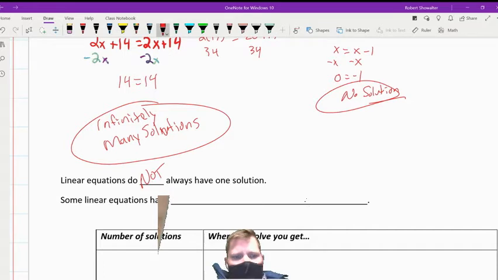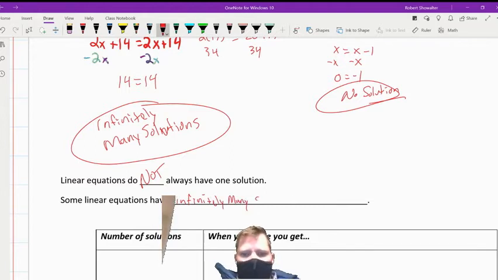So some linear equations have infinitely many solutions, which means you can pick your favorite number and it works.